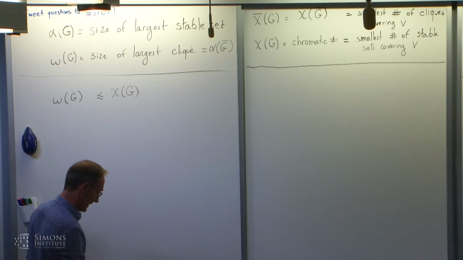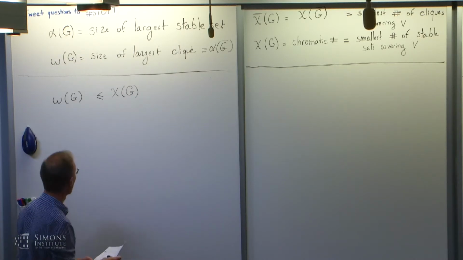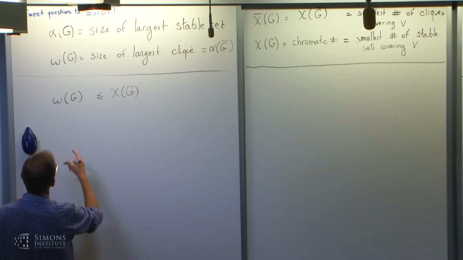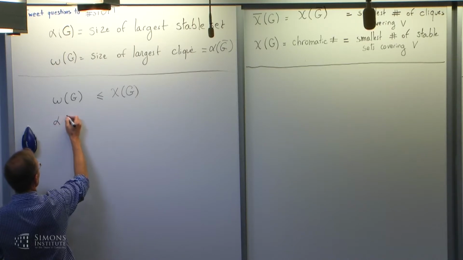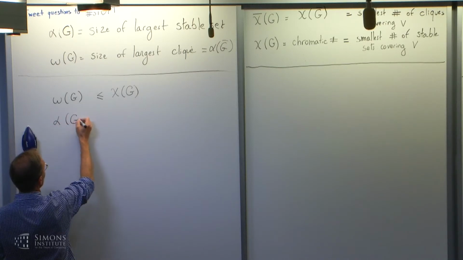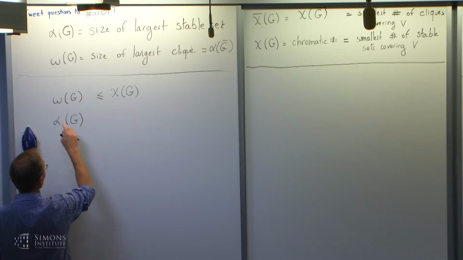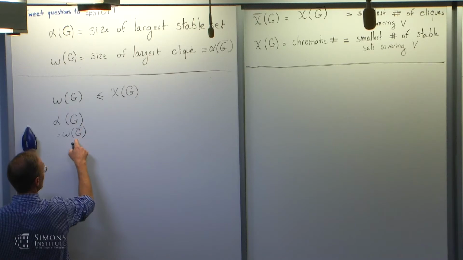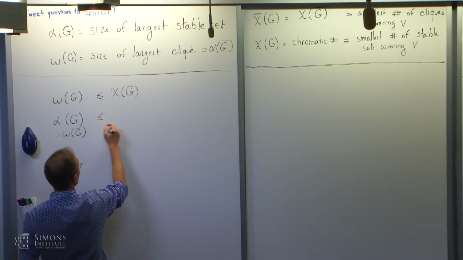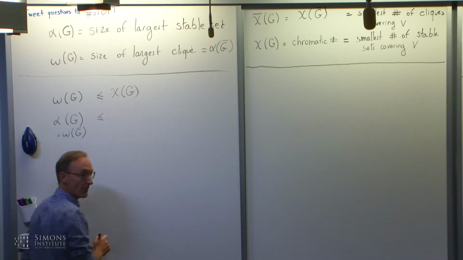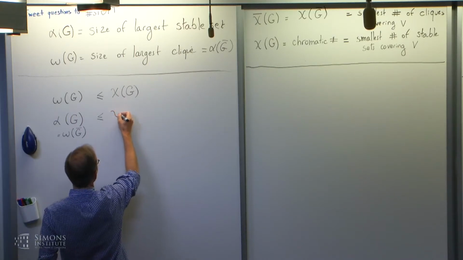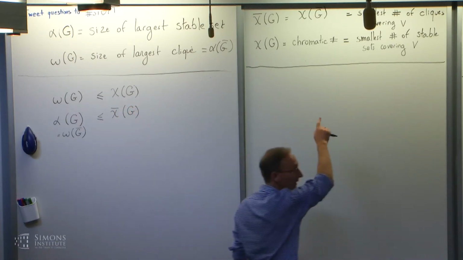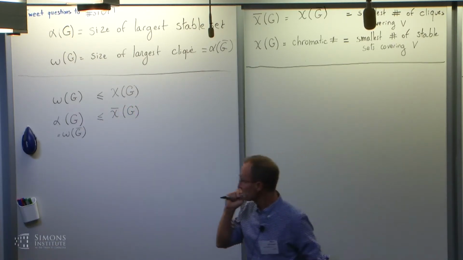So similarly, if you look at the size of the largest stable set, you can complement everything. So this is the same thing as omega in the complement. And so this is also at most the chromatic number of the complement. The chromatic number of the complement, I'll just write it as chi bar of G. So that's the smallest number of cliques covering all vertices.